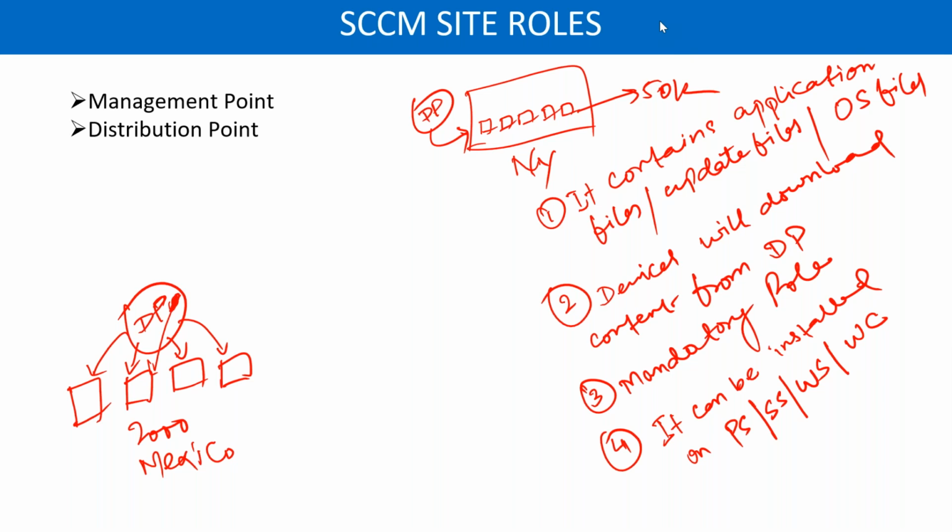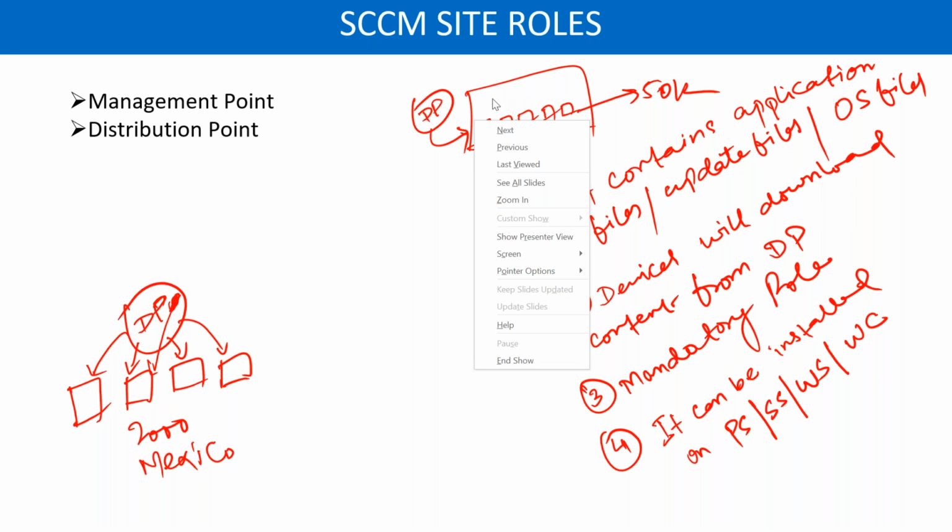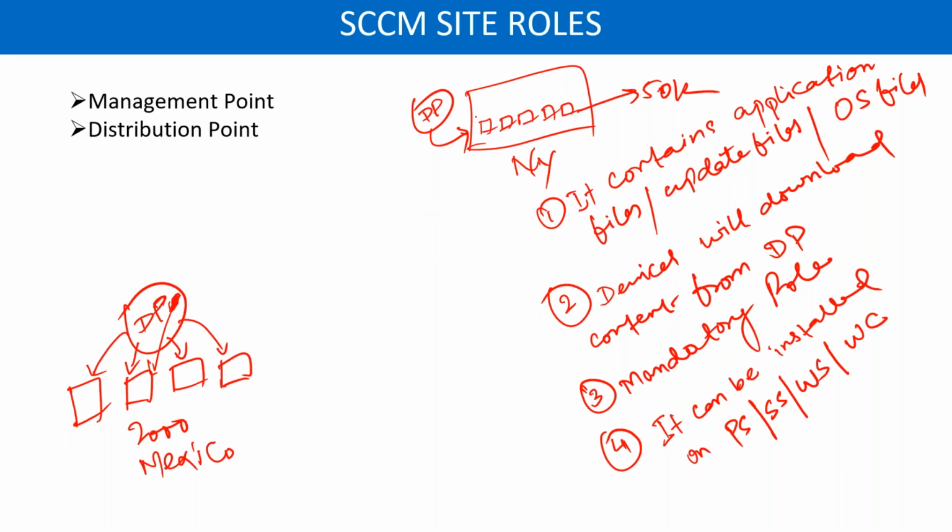Kashif: So, I just wanted to ask, as you told, the distribution point provides the update files and application files and whatever stuff is required by the client. But from where does that stuff come into the distribution point? How does that happen? Good point. Suppose New York has a distribution point. Here, let me put it like this.